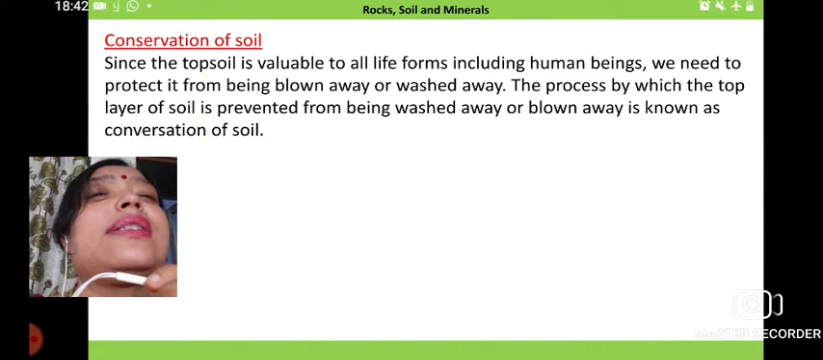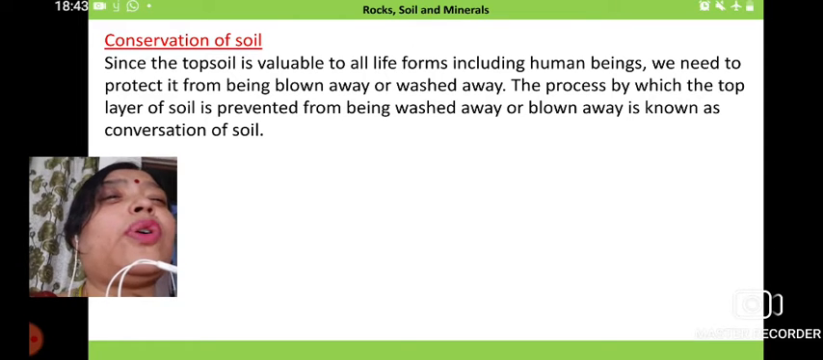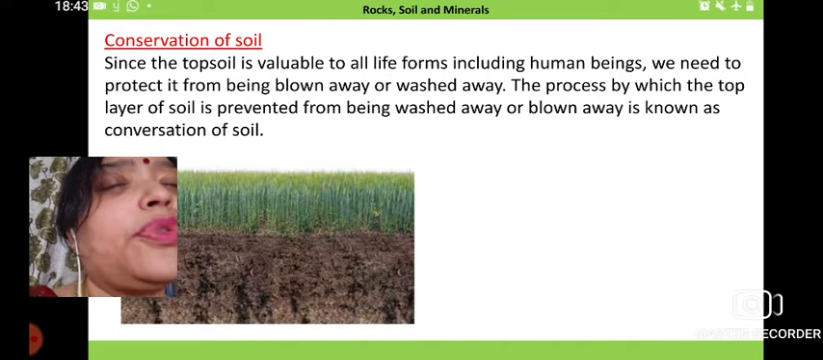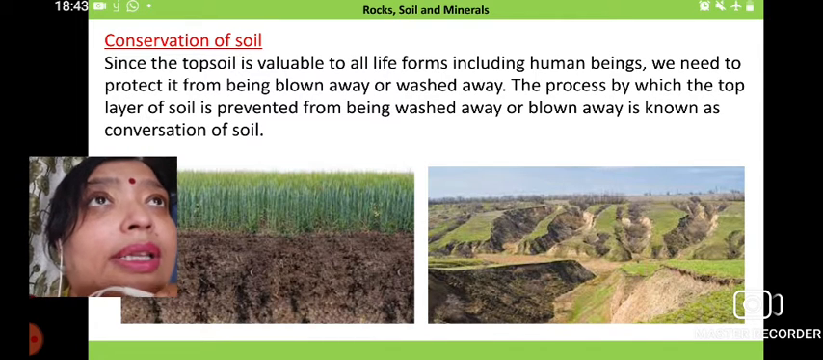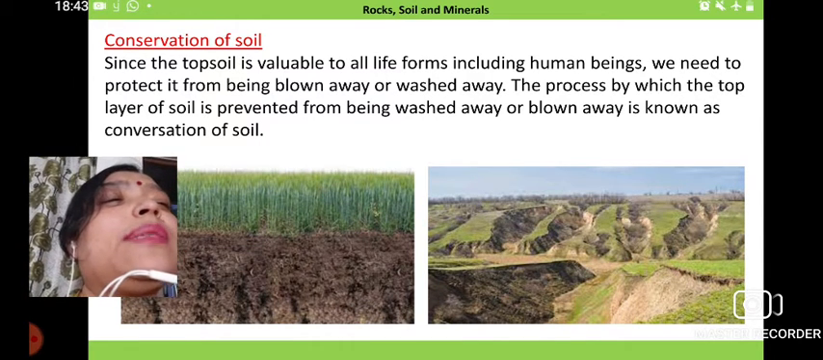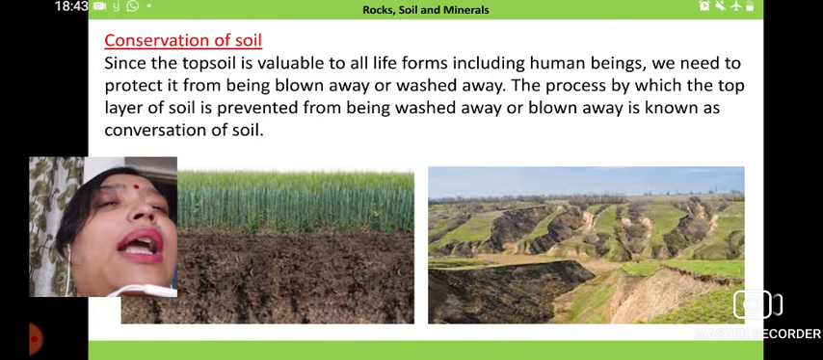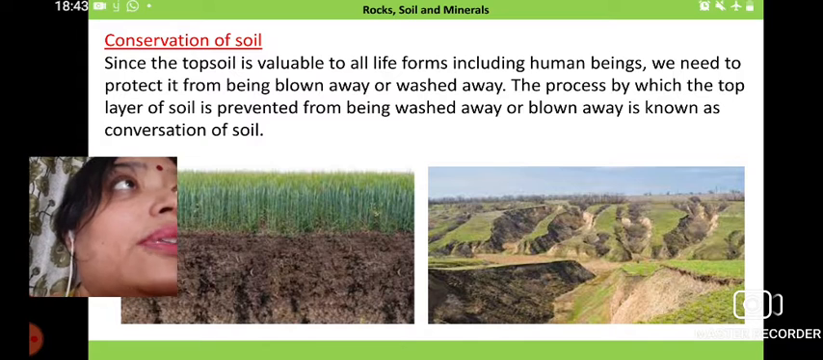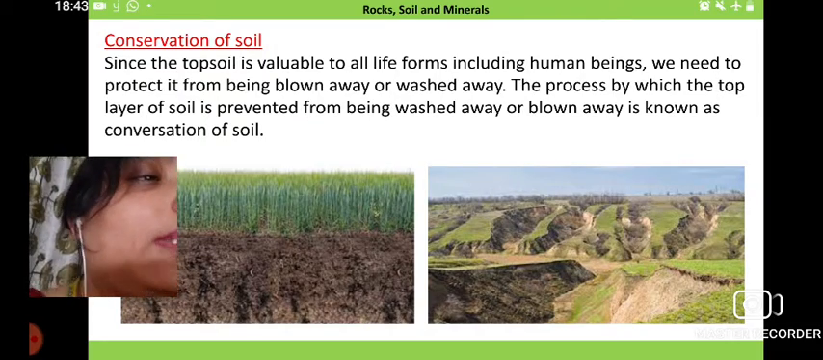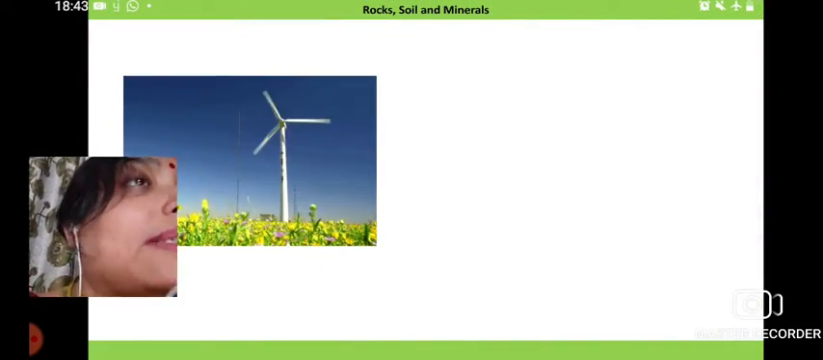Since the topsoil is very fertile and very valuable for human life, and not only human life but the life of all living beings, we need to protect that topsoil from being blown away or washed away, because through erosion we had seen that the most affected part is the topsoil. So the process by which the top layer of the soil is preserved, or prevented from being washed away, is known as the conservation of soil. By this conservation method we are protecting the topsoil, we are stopping it from getting eroded away. For conservation practices we need to employ certain methods which will help us to preserve the soil.